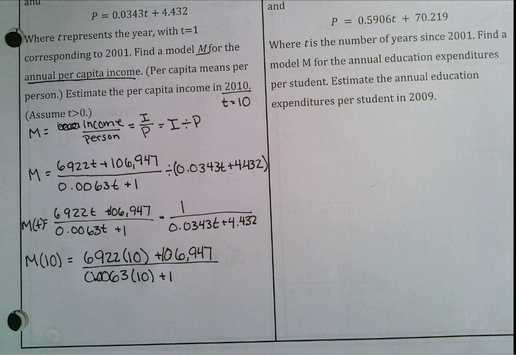Last thing we're going to go through is example 4. It is a real life problem. We have the total annual amount I in millions of dollars of personal income earned in Alabama and its annual population in millions can be modeled by the two equations here. T represents the year, with T equals 1 corresponding to 2001. And they say, find a model M for the annual per capita income.